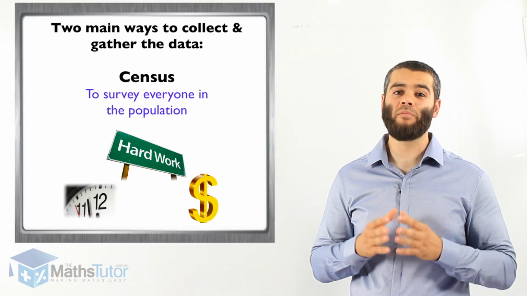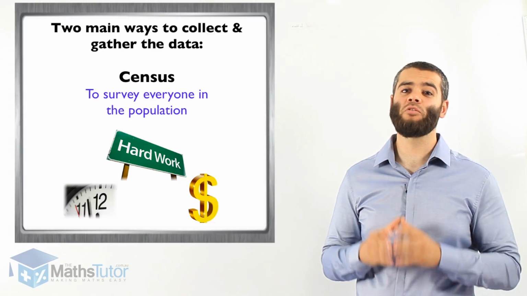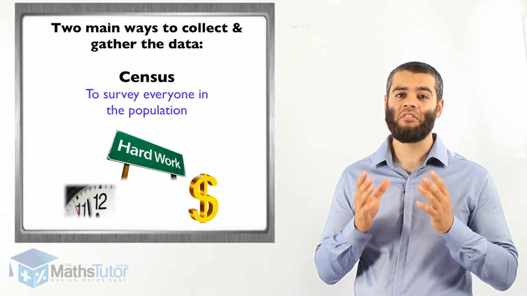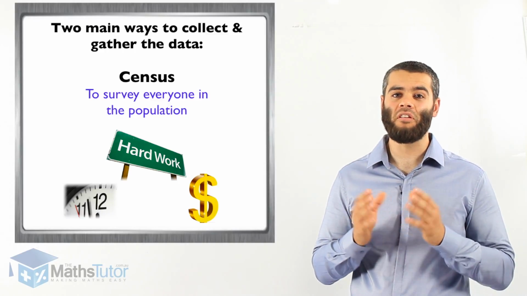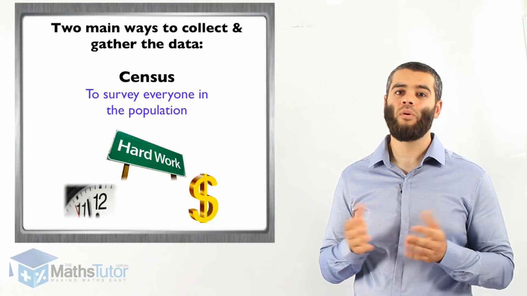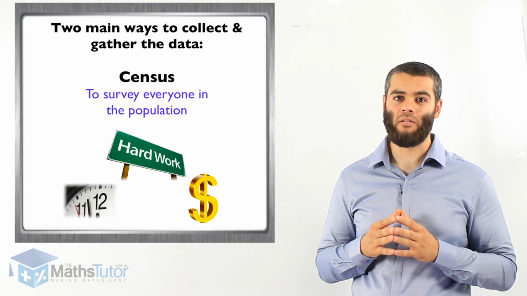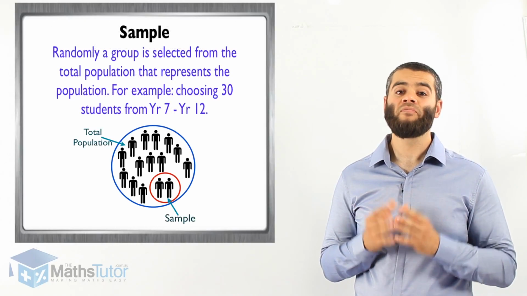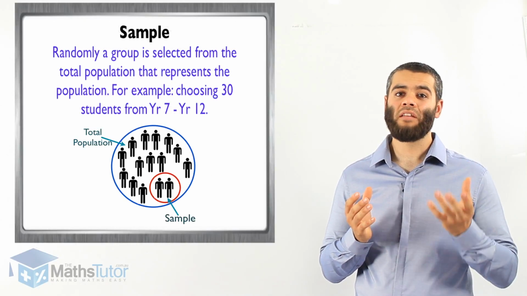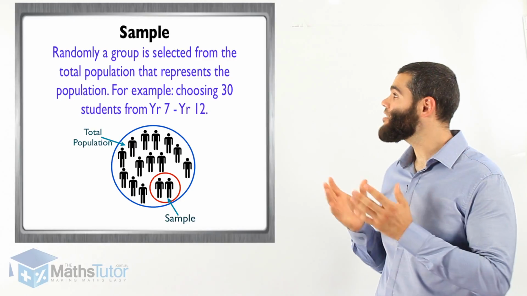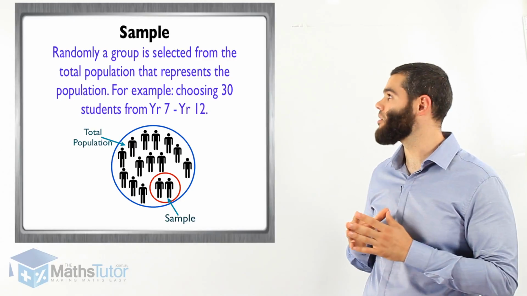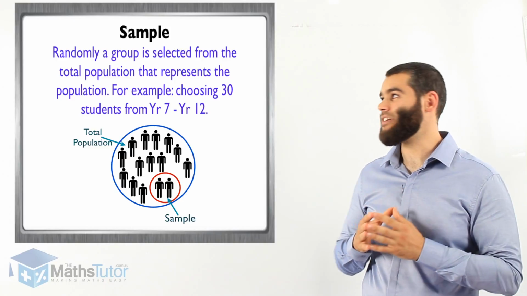And it's going to be time consuming, making sure that every single student out of the 900 is answering these questions in the survey. Well, what happens? It becomes too hard and it becomes a big task. So the second method is to conduct a sample. A sample is basically a group randomly selected from the total population that represents the population.